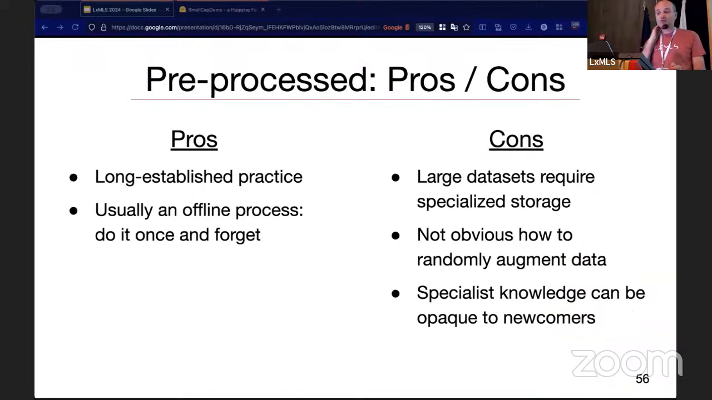If you think about the pros and cons here, this was at the time a very well and long established practice. And it's usually offline. So you do it once and you forget about it. You take up GPUs for 2 or 3 weeks while doing it, and everyone hates you, but then it's done. The cons were actually a little bit more involved, because you eventually need to develop specialized data storage and processing techniques. So you had to rely on things like H5 in order to process the data. And it was not obvious how to do random augmentation, which is known to be at the heart of successful visual processing. And there's some specialist knowledge that's required here.